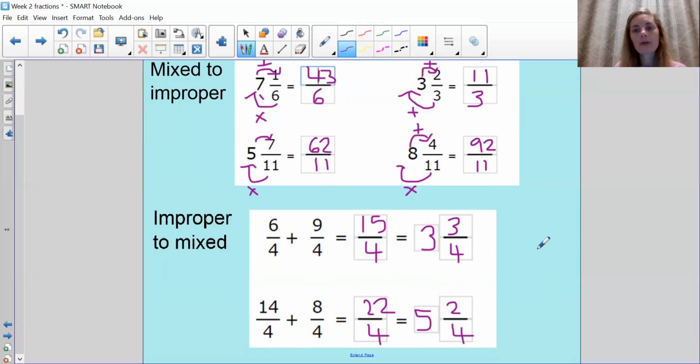Hopefully you've done really well with all of those and you're happy with your answers, okay? You can also go and check your improper to mixed. You can say 3 goes into 11, 3 whole times, and I'm left with 2/3 afterwards. So you can also go and use that to check your answers.